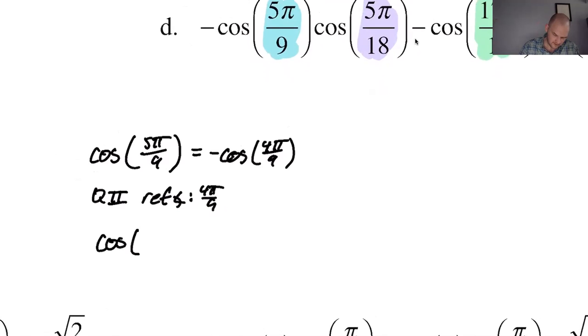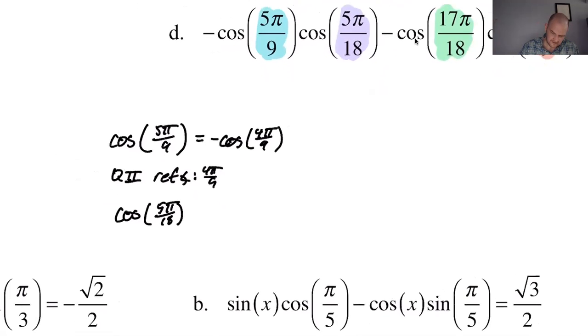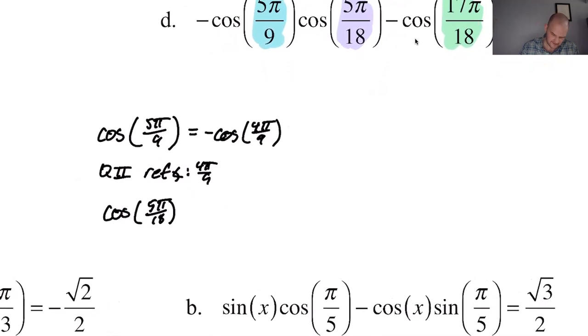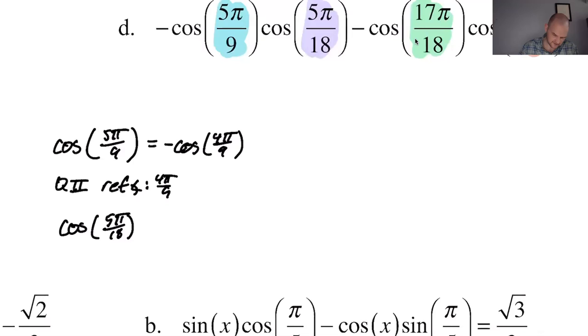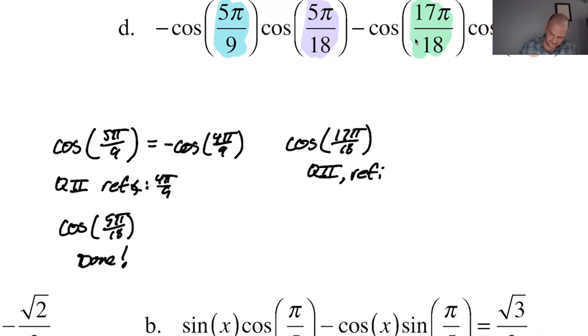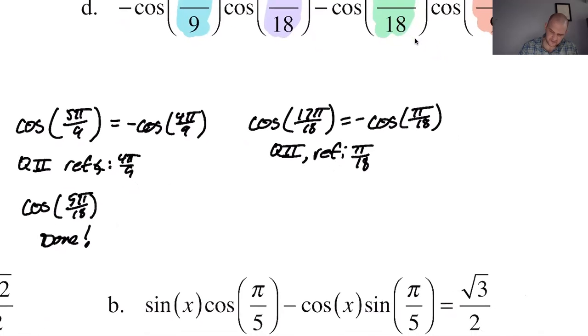Cosine of 5 pi over 18. And then cosine of 17 pi over 18. So this is done. Cosine of 17 pi over 18. It's definitely quadrant 2. And your reference angle is definitely just pi over 18, because that's how short you are. So this is the negative of the cosine of pi over 18. Just trying to simplify things a little bit.